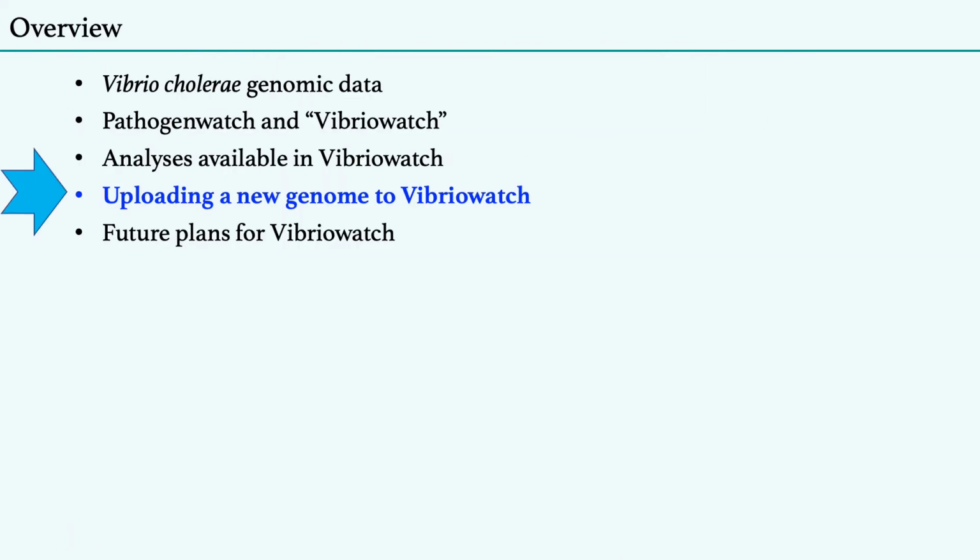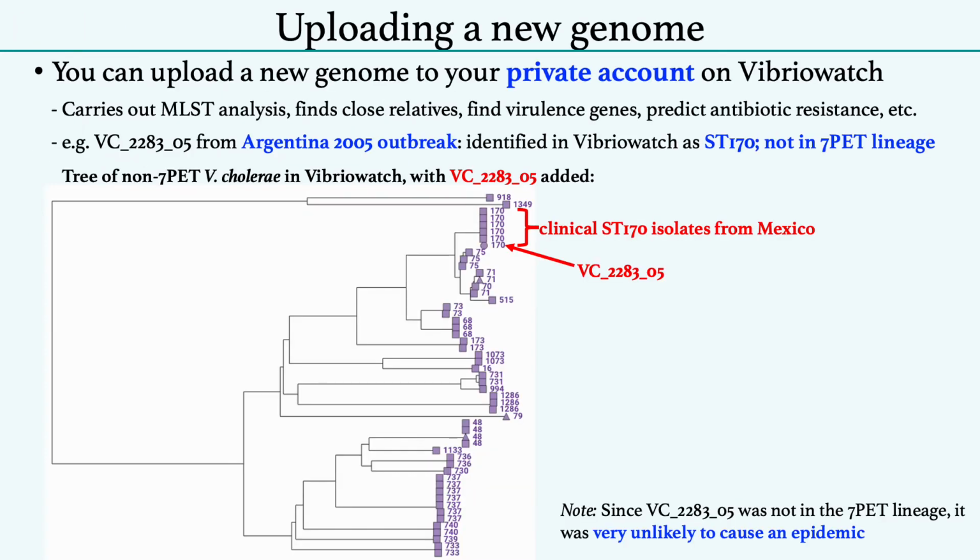I will now explain how you can upload a genome that you have sequenced yourself, or several genomes, to Vibrio Watch to analyse it. On the Vibrio Watch website, you can make a private account where you can upload genomes that you have sequenced or any genomes that are not presently in Vibrio Watch. These data are kept private to your own Vibrio Watch account, as are all the analyses that you produce on those genomes. Nobody else will be able to see either your genomes or your analyses.